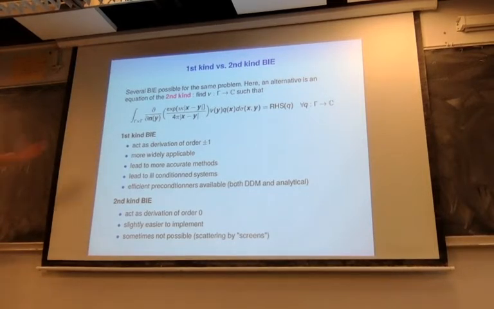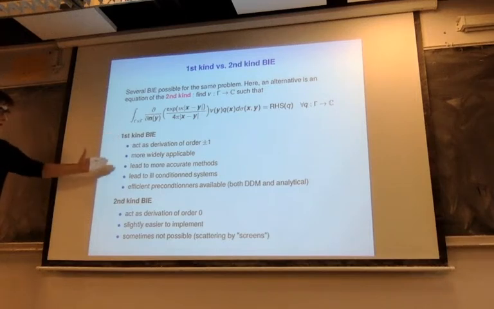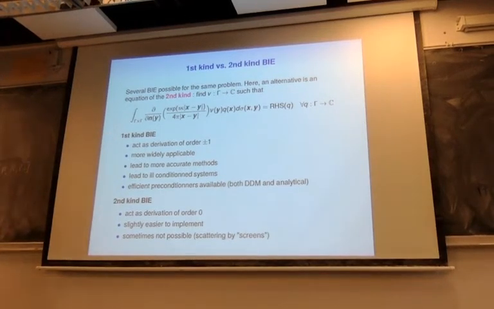Each of the first kind formulation and second kind formulation has recurrent characteristics. Usually first kind formulations act as a derivation of order +1 or -1. So there is a change in the regularity exponent. It's more widely applicable. There are situations where you cannot derive an integral equation of second kind, but you can derive an integral equation of first kind, but not the other way around.